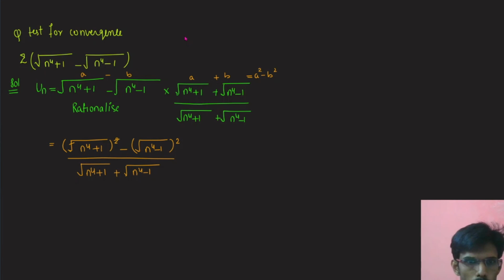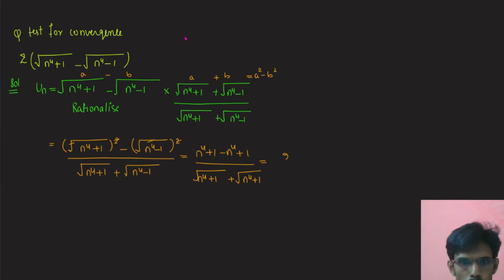Now this root and square will get cancelled. We have n power 4 plus 1 minus n power 4, and minus into minus will become plus. Now this will become 2 upon root n power 4 plus 1 plus root n power 4 minus 1. Here we have minus.